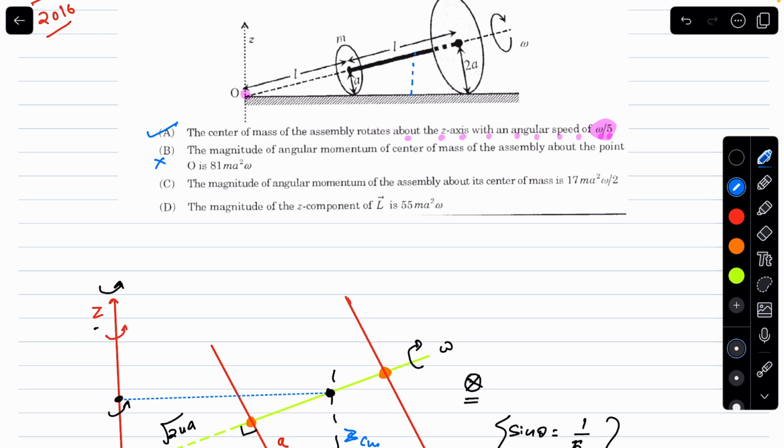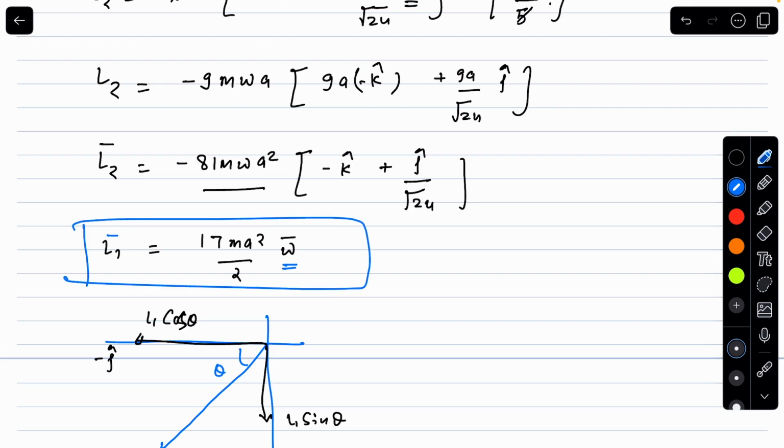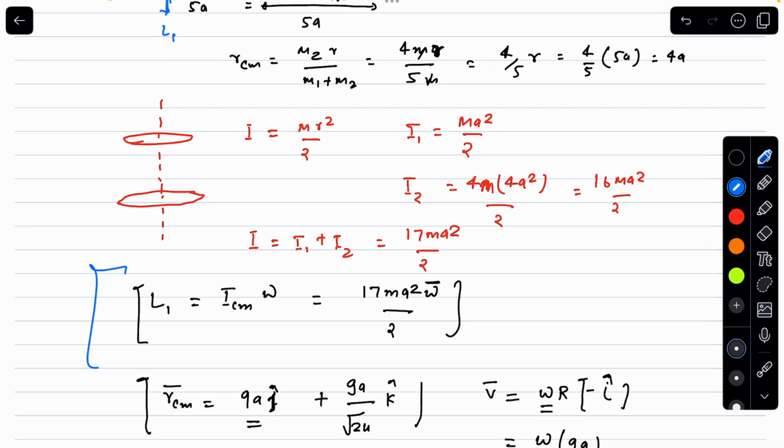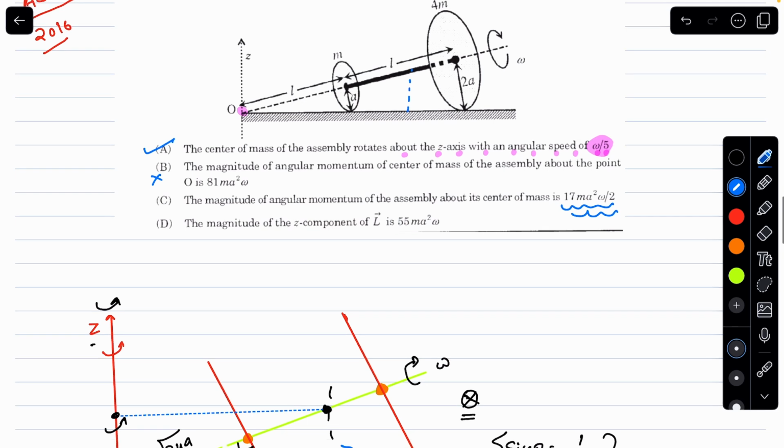The magnitude of angular momentum of the assembly about its center of mass is, so is this value this or not? So look, here we have done this calculation. This is the angular momentum, 17 ma square divided by 2 omega vector. This is about this, here we did L1, yeah, this one. So this is the angular momentum about the center of mass. So the angular momentum of the assembly about its center of mass is 17 ma square omega divided by 2, which is correct.